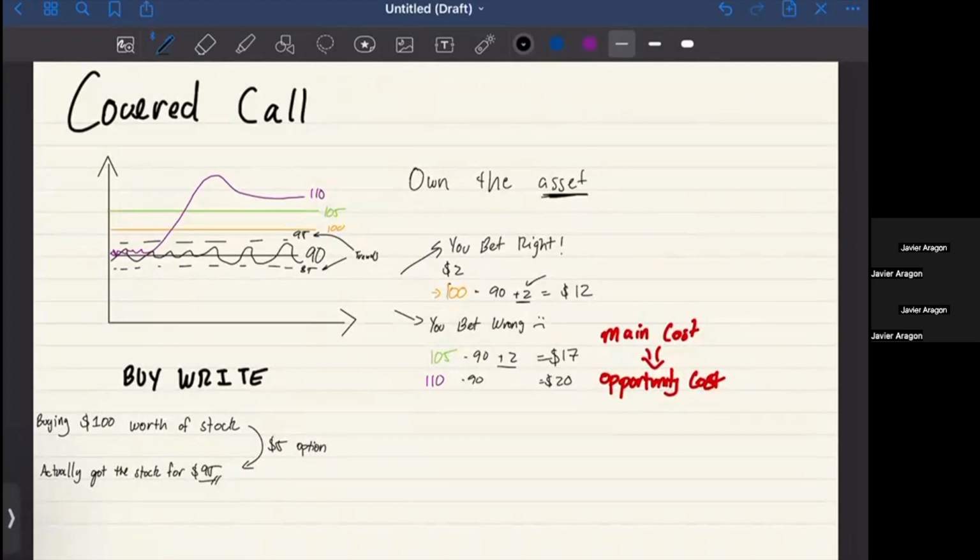Your main loss could be opportunity cost, but you have pretty much everything to gain. In those situations where you lose, you'd think, oh no, I could have definitely made more money, but you're still going to make money, and you could even save yourself money from your initial investment. So that's why you use a covered call.